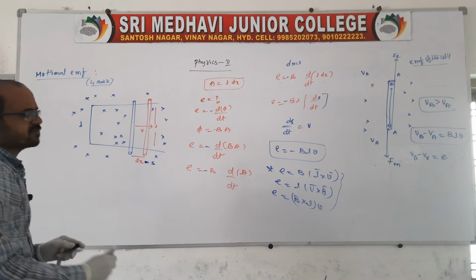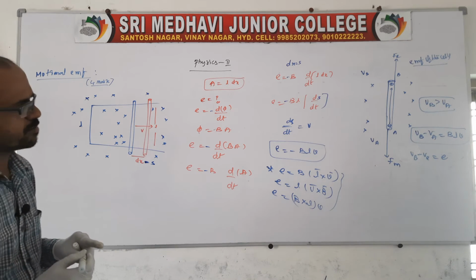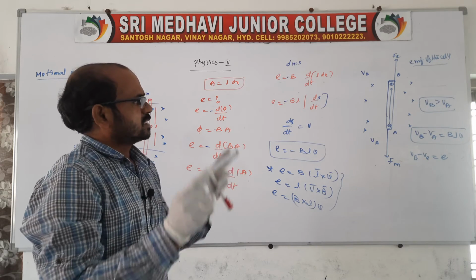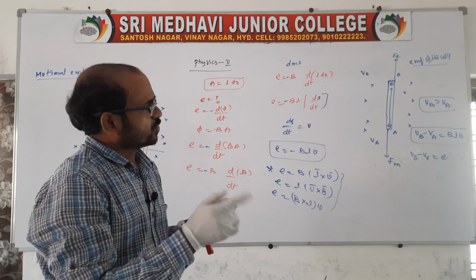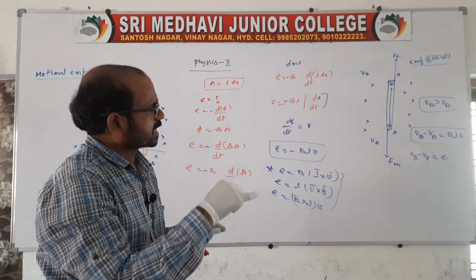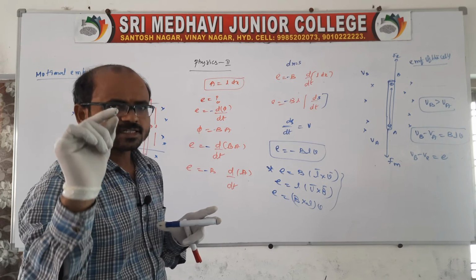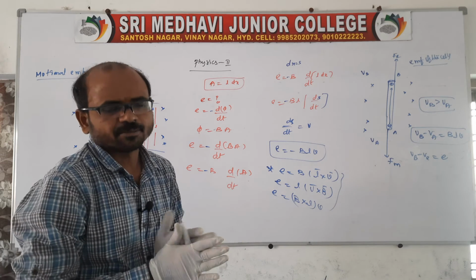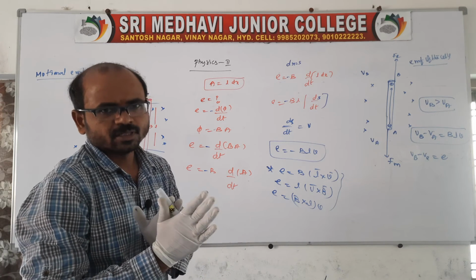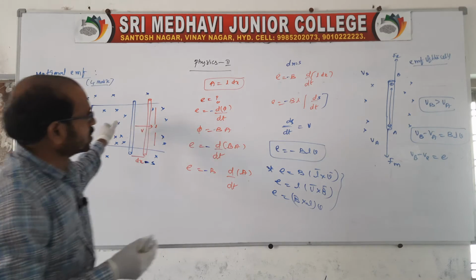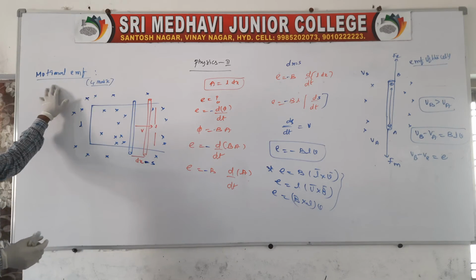So that's what we can say when a conductor is moving in a uniform magnetic field. In that conductor, the current flows inside from negative to positive. That means the conductor behaves like the EMF of a cell. That's what I mean to say. A conductor behaves like the EMF of a cell. It is one application related to this motional EMF.